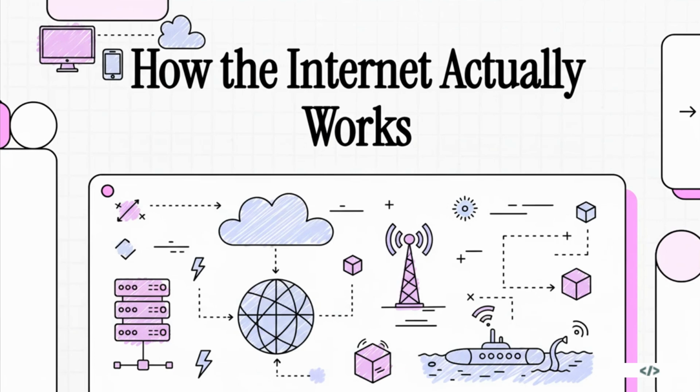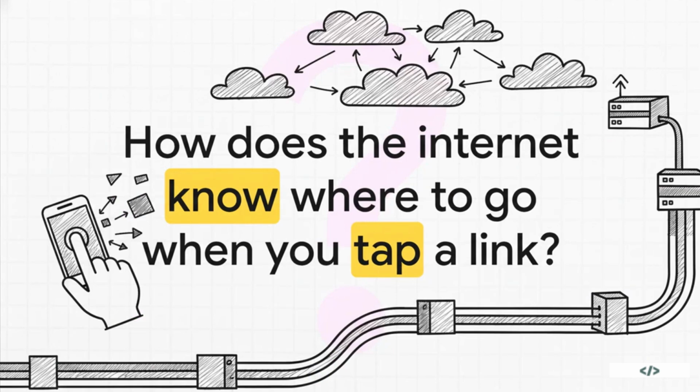All right, think about this for a second. You use the internet constantly, right? I mean, for everything. But have you ever really stopped to think about how it all works? So when you tap on a link or you shoot off a message, what's actually going on in that tiny fraction of a second? It feels like magic, doesn't it?